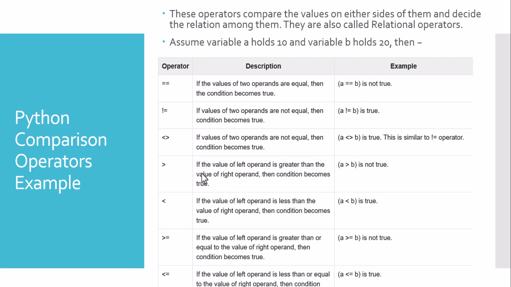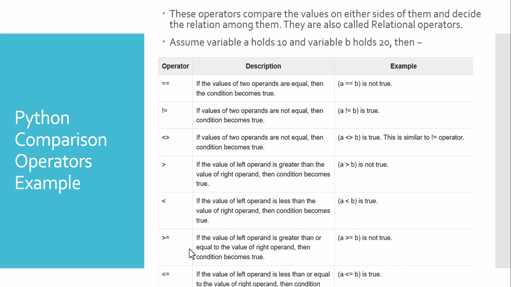Okay, similarly this one is greater than, this one is less than, like this you can use. If the value of the left operand is greater than the value of the right operand, then the condition becomes true. If 10 is greater than 20, then it is not true basically. Similarly, the less than operator: if 10 is less than b, where b is equal to 20, then 10 is less than 20, so true.